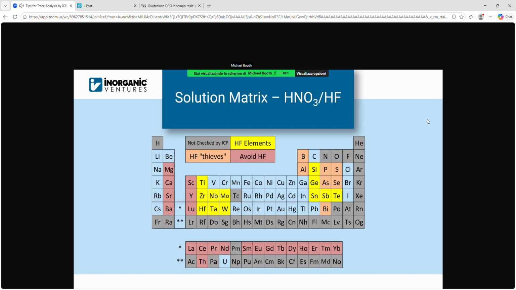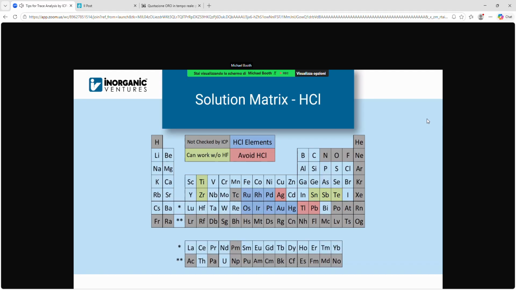All right, let's look at HCl. So HCl, like I said, a lot of things work very, very easily with HCl. So I'm going to talk about the ones in blue at first because those are the ones that typically most people want in HCl matrices, your precious metals and mercury.